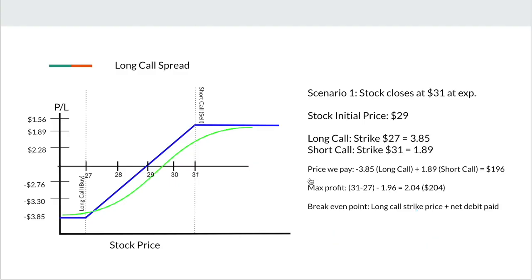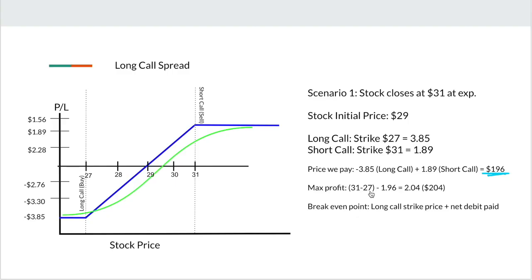So that leaves us with two questions. What is our max loss and what is our max profit? Our max loss is the price that we paid initially. So it's the 3.85 minus the 1.89. Let's say the stock doesn't end up closing near that high and it actually goes down. Then we end up losing $196 if the stock closes below that strike price. So that would be our max loss. However, our max profit in this case is going to be calculated by subtracting the two strike prices.